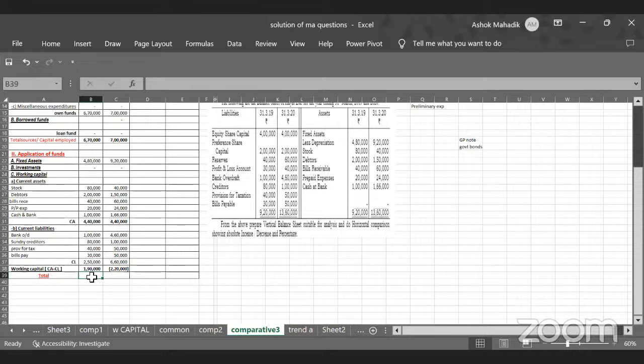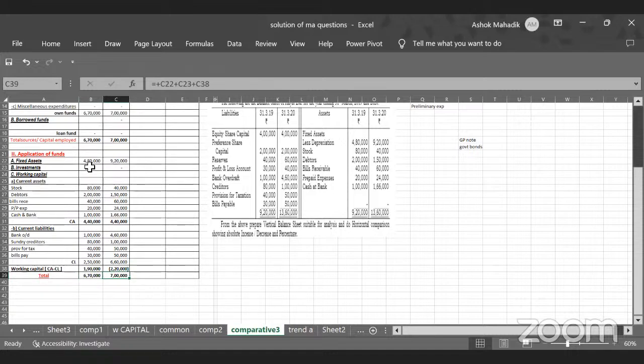And it should match with the total of sources. Okay, let us take matches. 480 plus investments are 0 plus working capital is 190. Now we got 670, correct. Now same way, I'll do it for 2020. Yeah, we are getting 7 lakh as our answer.